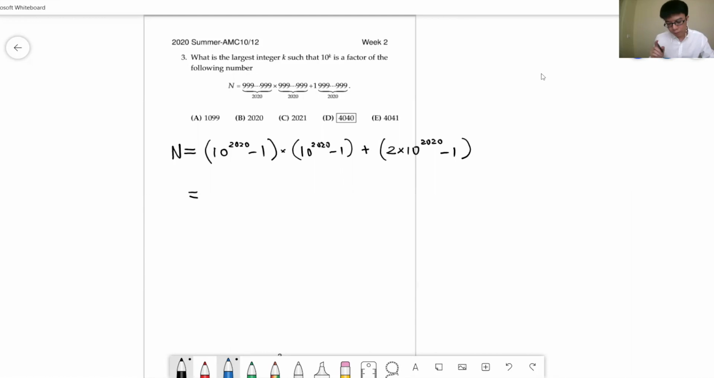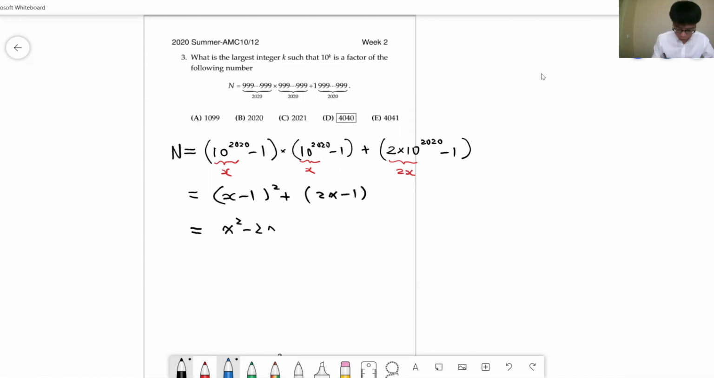So basically we can take 10 to 2020 as a notation. We can consider this to be x. This is x. So this becomes 2x. So this is like x minus 1 squared plus 2x minus 1. And we can expand this square: x squared minus 2x plus 1, and plus 2x and minus 1.